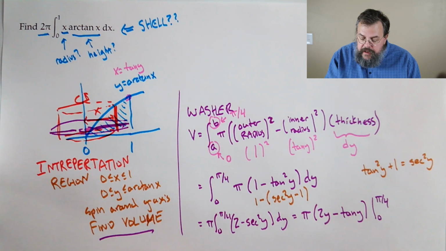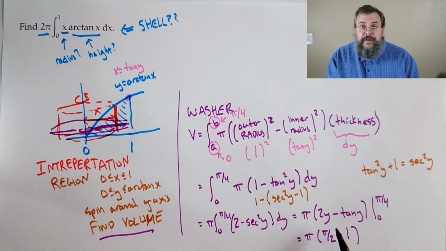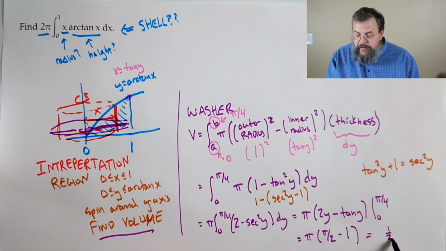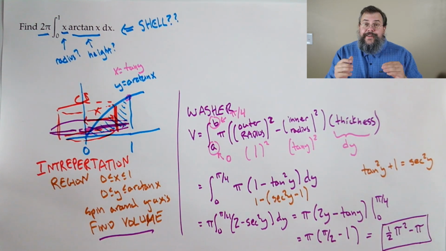So we plug in. 2 times pi over 4 is pi over 2. Tangent of pi over 4 is 1. It's a nice value. Now plug in 0. 2 times 0 is 0. Tangent of 0 is 0. So we end up with 1/2 pi squared minus pi. And there we go. That's our answer.